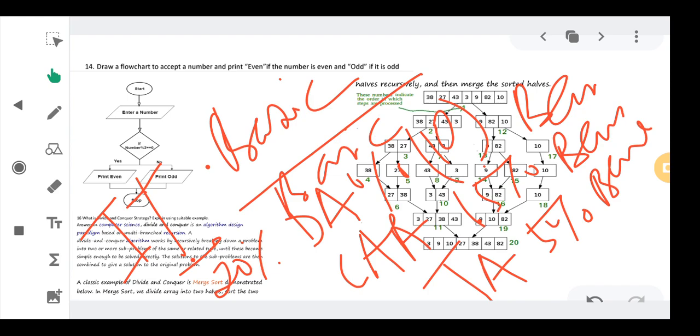So this is the way that we first divide into smaller parts, next we solve them, and now we put them into the formula to get the final result. I hope these two examples are clear to you.